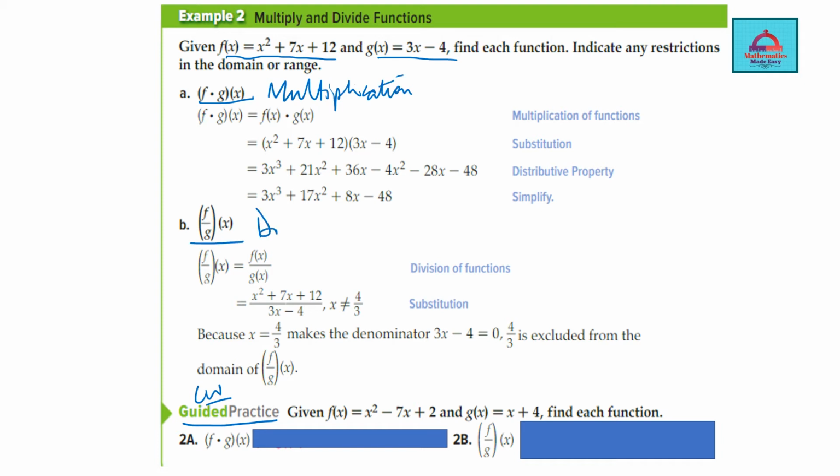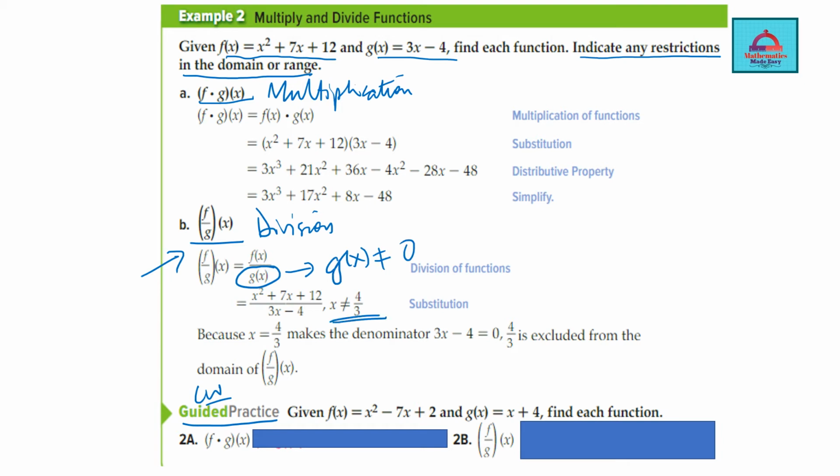second for the division. And if you see carefully, it is asking you to indicate any restrictions in the domain or the range. So this restriction is going to come for division, because if you remember when I showed you the first slide of the class, I told you that g(x), the denominator, cannot be 0. So there is going to be a restriction that will come only in division.